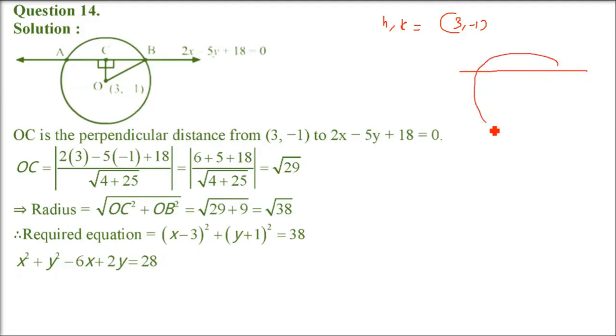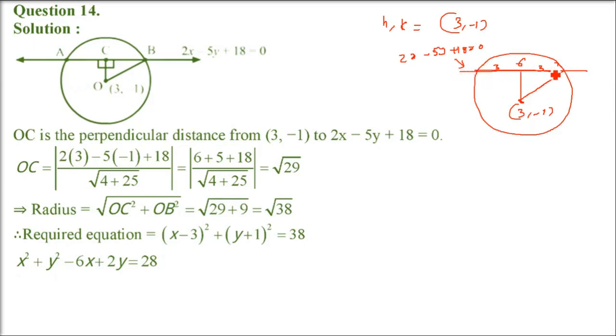So you need to recall all the equations we talked about while dealing with chords. This is the chord, and the length is 6. When we drop a perpendicular from the center to the chord, it divides it into 2 parts, so it will be 3, 3. The equation of the line is 2x minus 5y plus 18 equals 0. The center is (3, minus 1).